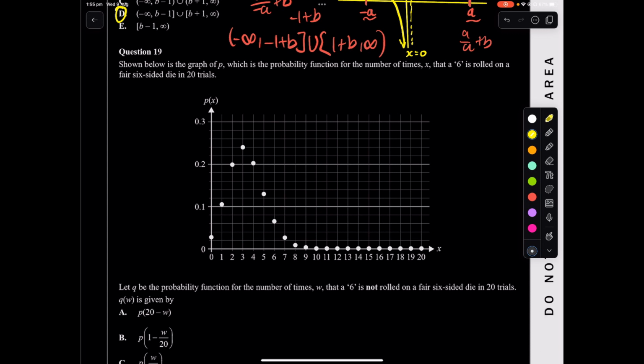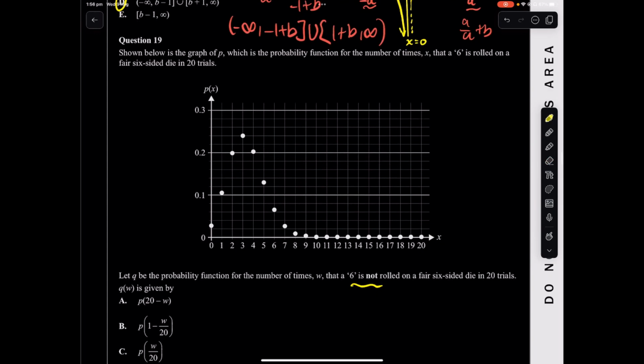Shown below is a graph of P, which is a probability function for the number of times X that a 6 is rolled on a fair 6-sided die for 20 trials. Let Q be the probability function for the number of times that a 6 is not rolled. So it's actually the opposite. So this is how the graph of the opposite will look normally. Because we have this nice P of X, these points will all be 0 then, and it'll look something like that, because we want 6 not rolled.